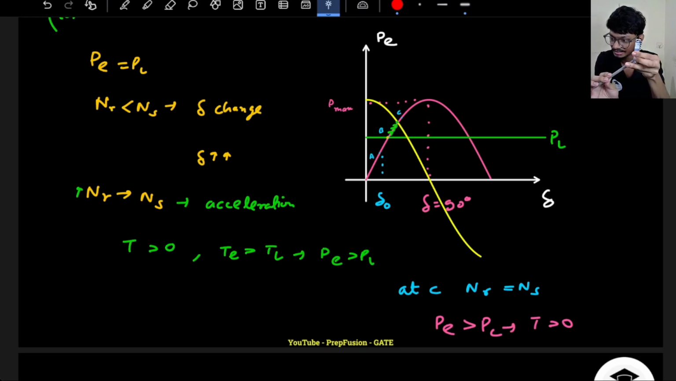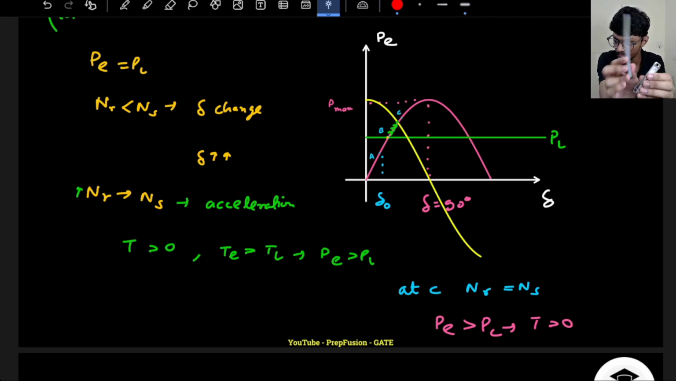So the delta angle increased. Due to that it was developing huge power, but still NR was slow, delta angle was increasing, still the speed was slow. But after this point, the power developed is more, that means it will develop a positive torque, so the rotor will try to catch up the stator. So the angle will reduce. So it is trying to catch up the stator.